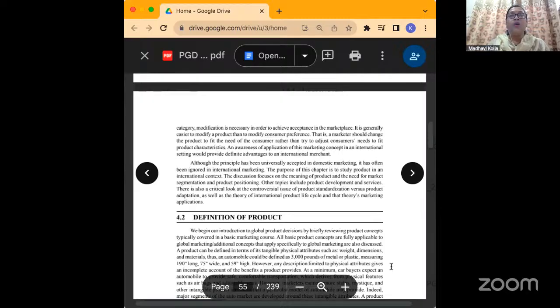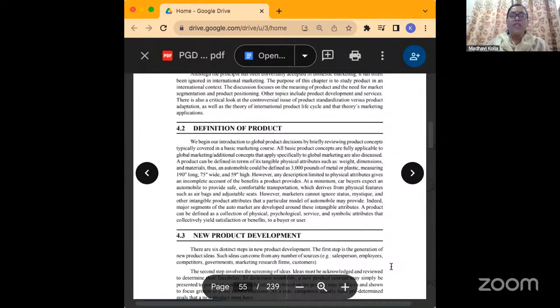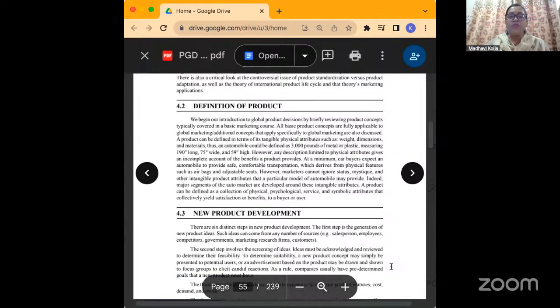The value of a product in one country need not be the same in another country. And why is that so? Because fundamentally, when you're looking at customers, the demographics vary not only within a country, but very largely from country to country. So we need to understand that the principles accepted in the domestic market cannot be introduced in exactly the same manner in an international market. First, let us look at the definition of the product.